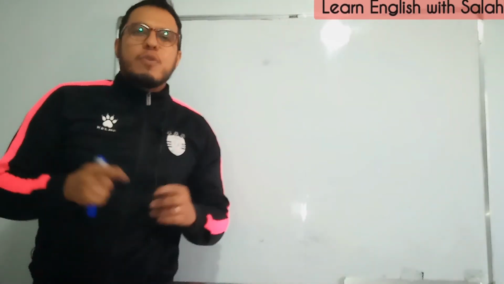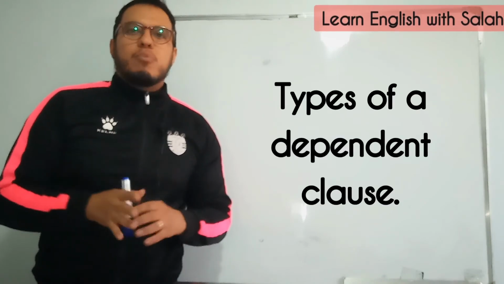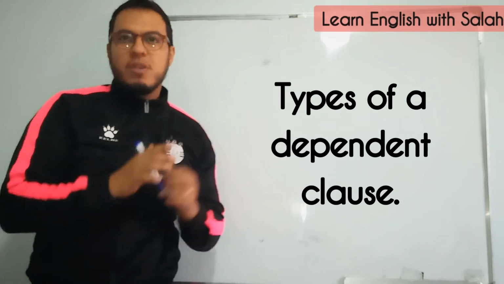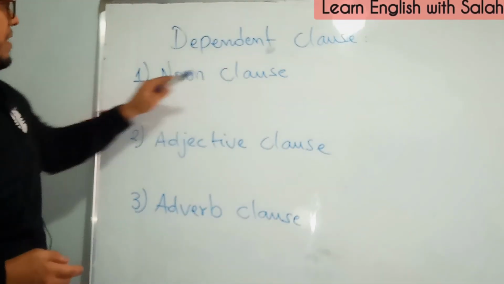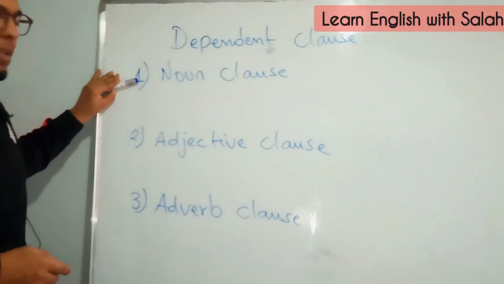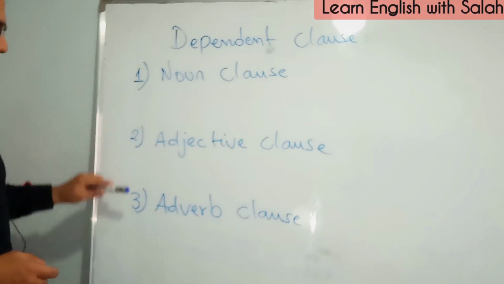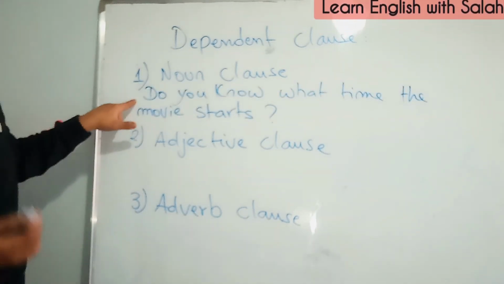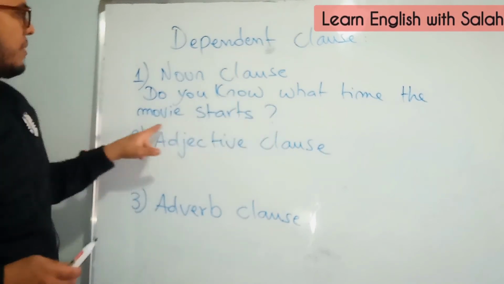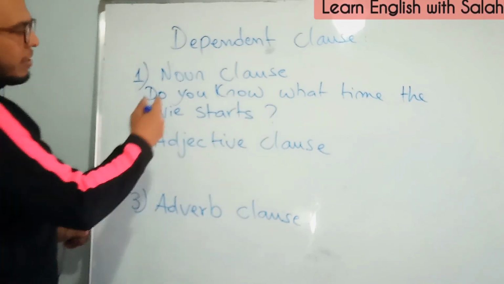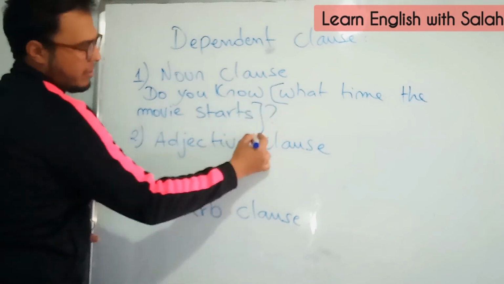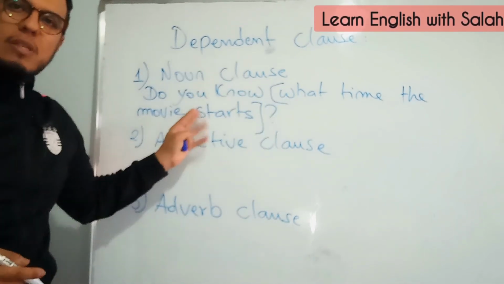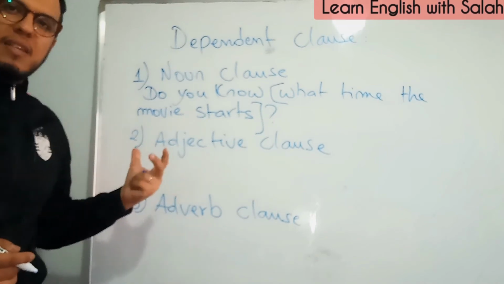Okay? Okay guys, before I finish, I need to tell you something very important. Do you know that a dependent clause is divided into 3 parts? Let's have them here quickly. The first one is noun clause, adjective clause, and adverb clause. For the noun clause, for example, let's say, did you know what time the movie starts? And the noun clause starts from here. This is the noun clause. Okay? So the noun clause talks about the subject of the sentence of the clause.